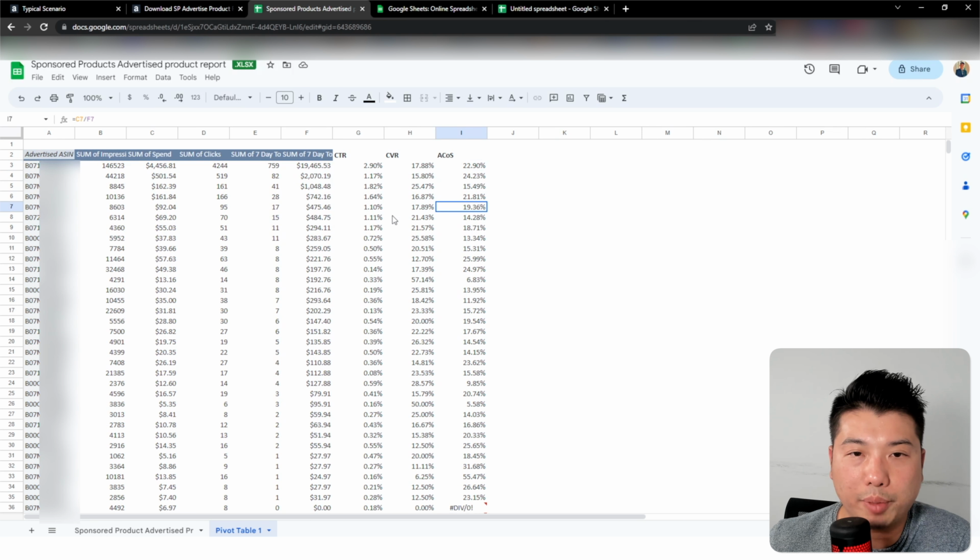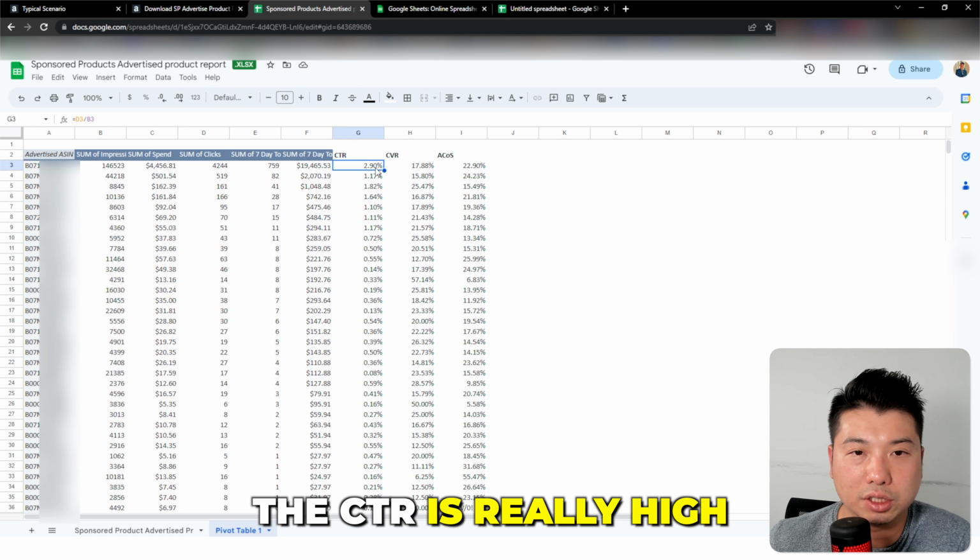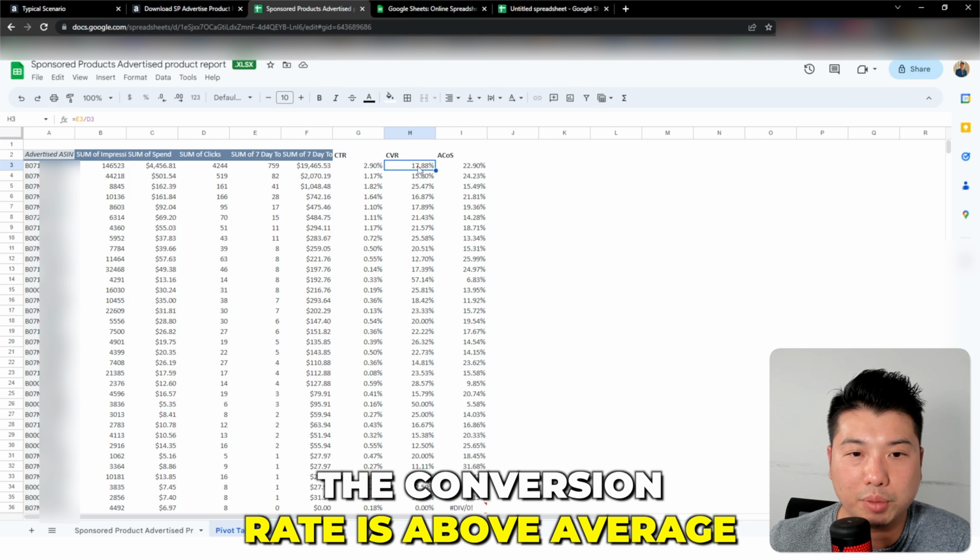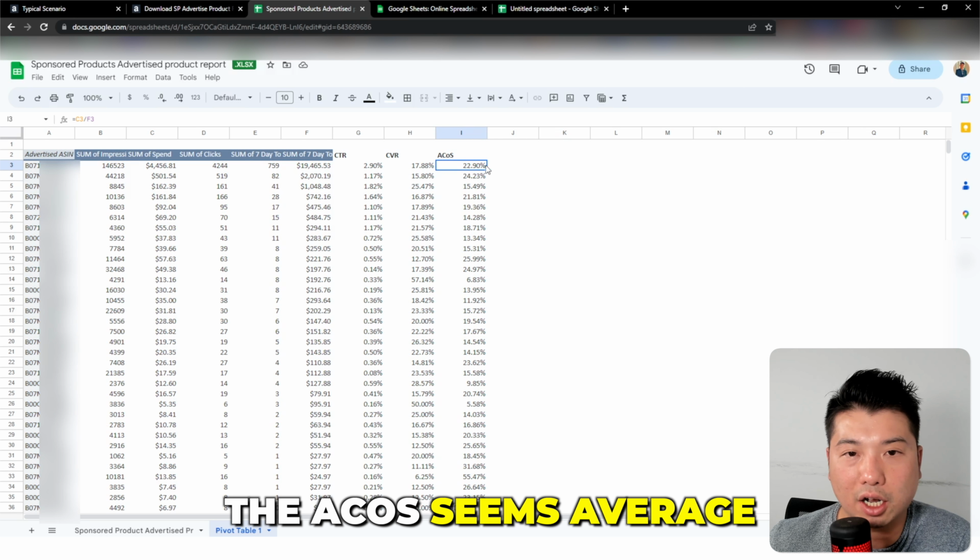Sometimes you don't want to pick the ACoS that is the lowest because you're not that confident about it. So you can see this one, the CTR is low. It's much lower, but then again, the CTR is lower versus the first one right here, right? So you can see that not only does it make a lot of sales, the CTR is really high, the conversion rate is above average, it seems, and also the ACoS seems average.